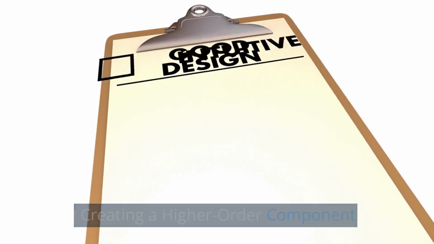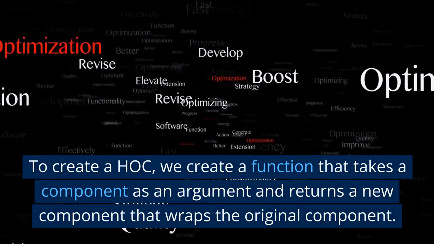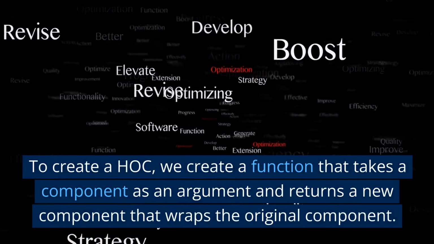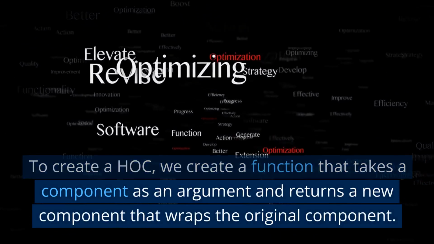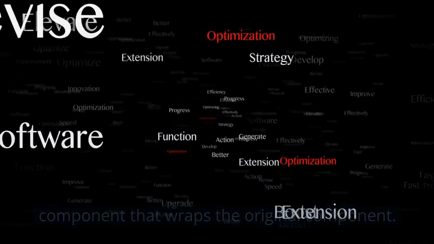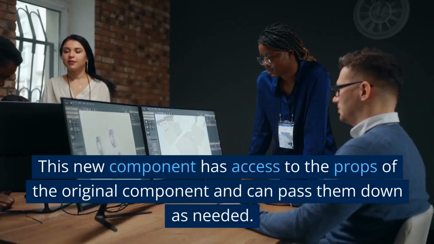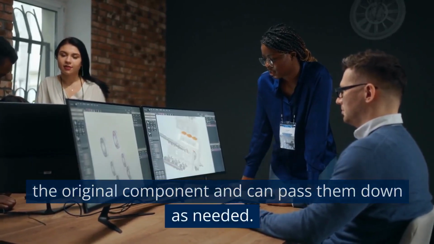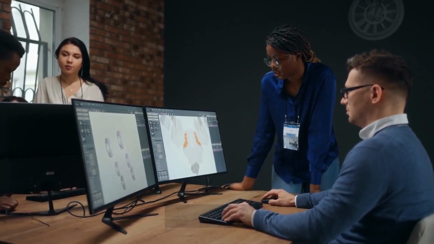Creating a higher order component. To create a HOC, we create a function that takes a component as an argument and returns a new component that wraps the original component. This new component has access to the props of the original component and can pass them down as needed.